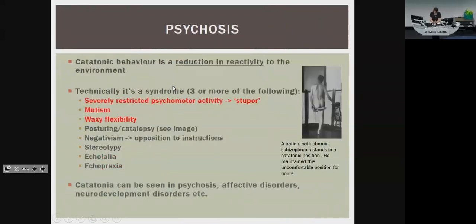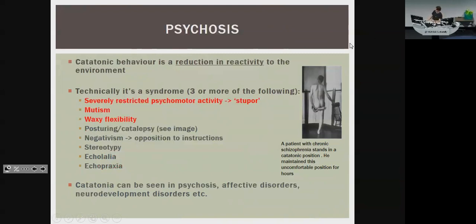So catatonia. This is how the DSM defines catatonia. I don't know how clinically relevant it is because we're never going to see it. I think of catatonia as basically a state in which the patient can't really interact with the environment around them, okay? And the classic catatonic patient is the patient who's in stupor, so they're frozen like a statue, they're mute, so they're not talking, and they show this thing called waxy flexibility, which is where you lift their arm up and they hold it there, and they can hold it there for hours, and it's extremely uncomfortable.